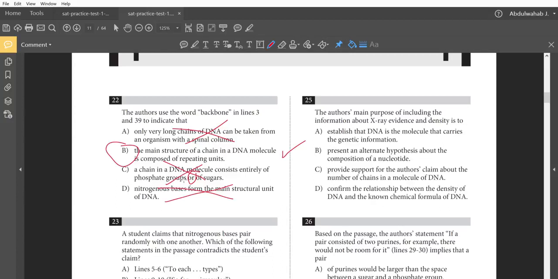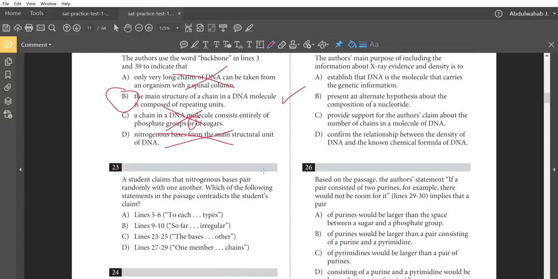Now, a student claims that nitrogenous bases pair randomly with one another. Which of the following statements in the passage contradicts the student's claim? So a student is claiming that they could pair up randomly with one another. Of course, we know he's wrong, because as we said, the adenine needs to pair with the thymine and the guanine with the cytosine according to the passage. So we need to find the evidence that contradicts the student's claim.